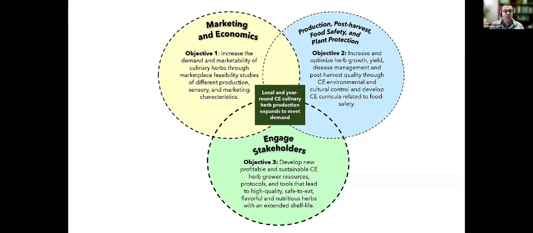So again, our overall goal here is to increase both local and year-round controlled environment production of culinary herbs to meet the domestic demand. Because currently, the domestic demand is not being met. So we're having to import quite a few culinary herbs from throughout the world. And that, of course, reduces the overall shelf life.